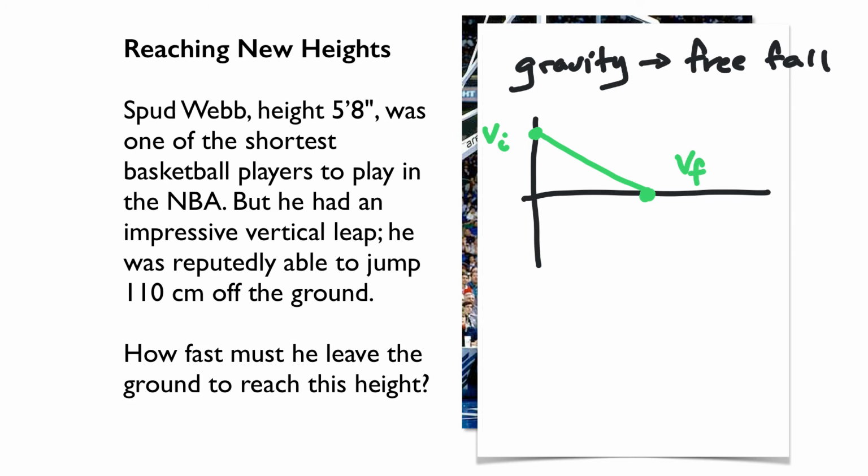And what we're looking for in this problem is VI. What is his initial velocity? And by the way, once he reaches his highest point, as far as I'm concerned, the problem's over. We just want to know how fast he has to leave the ground to reach a certain height. We are done. That is what a graph of velocity versus time looks like. And we're looking for this initial velocity to make it to a certain height. Okay? So that's my strategize step.